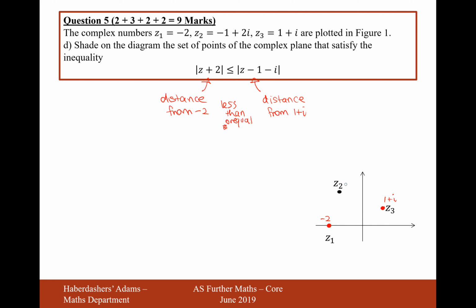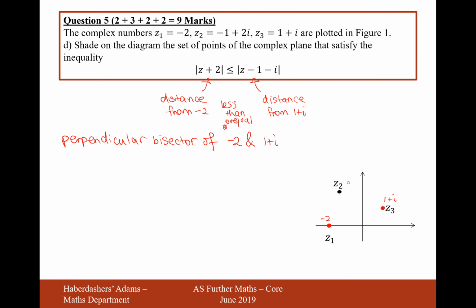And now we want the line to be a perpendicular bisector of the minus 2 and 1 plus i point. So this line is going to be a perpendicular bisector of minus 2 and 1 plus i. Given that this line here has a gradient of a third, it's going to be 1 up, 3 across. This line that's going to come into place here is going to have a gradient of minus 3.